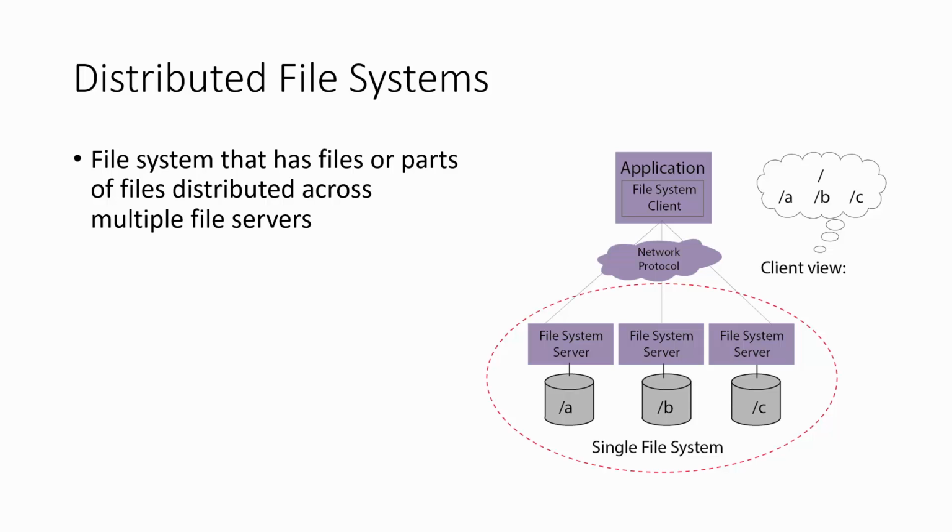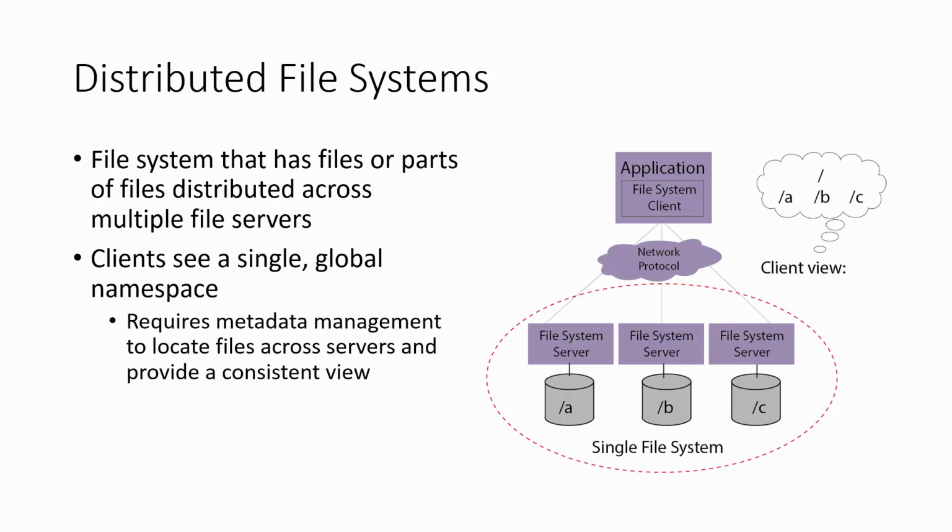So, here we have an example of a file system where an application using a file system client uses a network protocol to access files across multiple file system servers that may have multiple files. Now, even though the files are scattered across multiple servers, the client has a single view of the file system namespace. So all clients see a single global namespace, and this requires metadata management to locate files across servers to provide a consistent view to the clients.